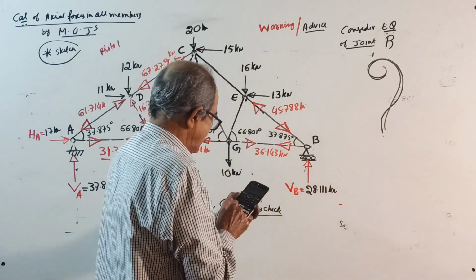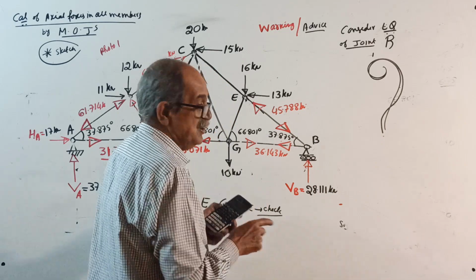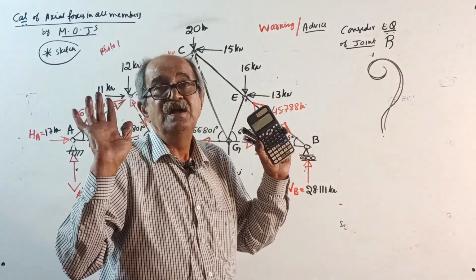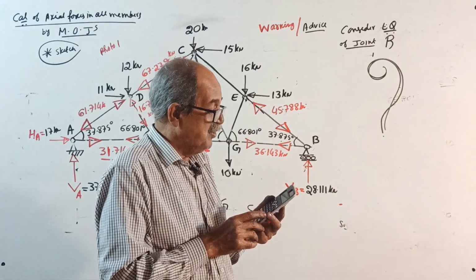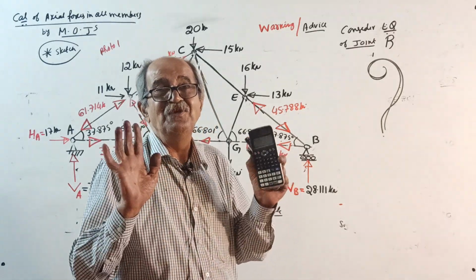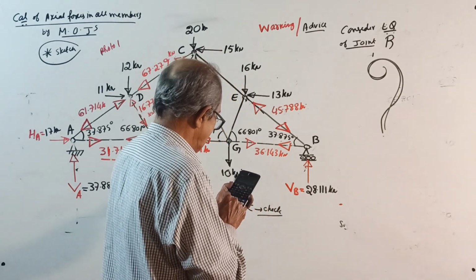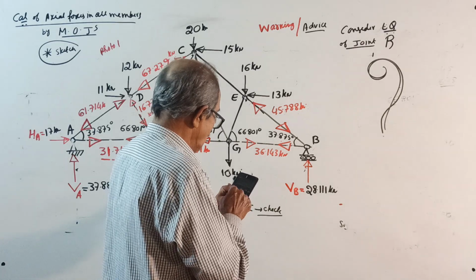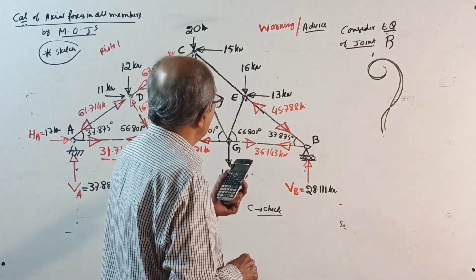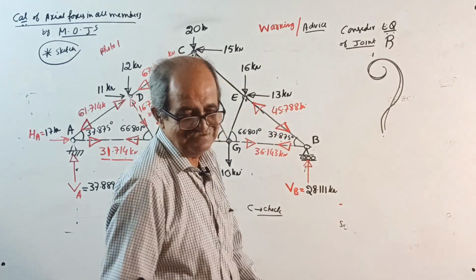So I can do one thing, 28.111 square. You don't try all these things. Danger. See, whatever tricks I apply, don't try all those. Square plus 36.143 square equal to, root, answer 45.788. Over.